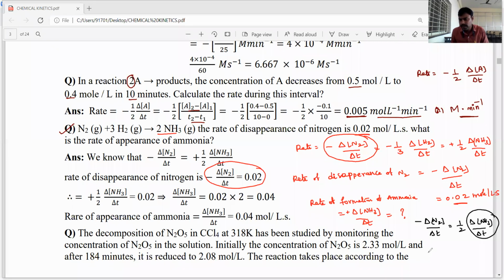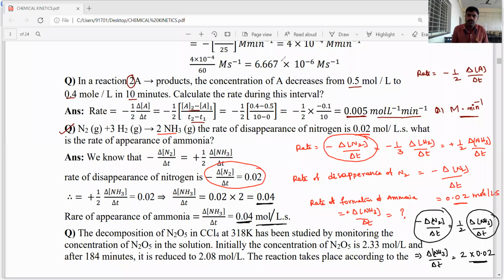Therefore, delta NH3 by delta T is equal to 2 into the rate of disappearance of nitrogen. This value we already know is 0.02. 2 into 0.02 is nothing but 0.04. So the rate of appearance or formation of ammonia is 0.04 mole per liter second. Okay, dear students, this kind of question is also asked in board examinations as well as in the NEET examination.